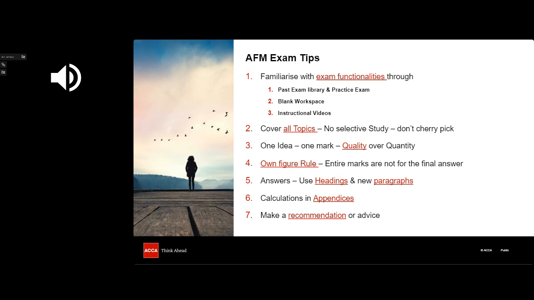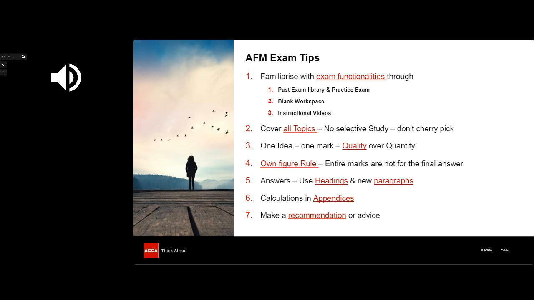So what are the exam tips that I have to tell you? Familiarize with the exam functionality, do the past exam library, practice exam, blank workspace, instructional videos, cover all topics. Don't think about any selective study. Don't cherry pick at all. One mark is one idea. It's not just about putting a bullet point. A bullet point is not sufficient. Put a heading and then describe, present that one idea. It's not about quantity. It is quality over quantity.